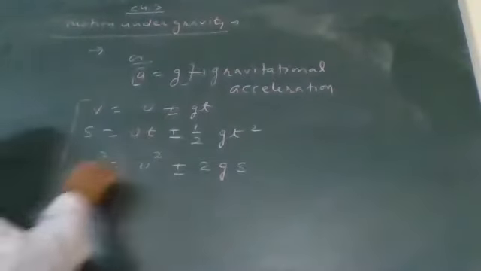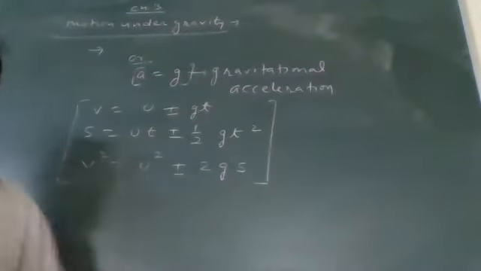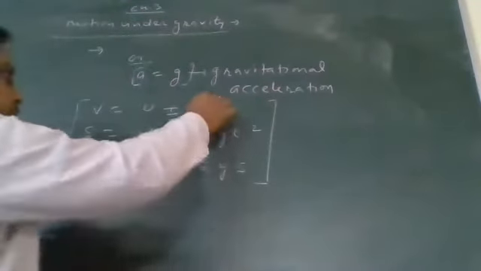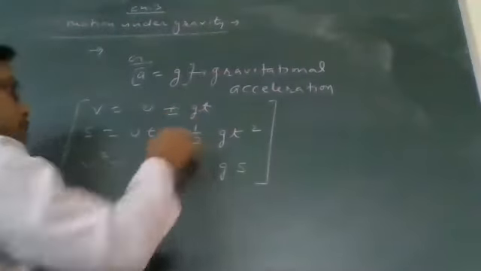So now these are the equations of motion under gravity. I use the sign plus minus everywhere, and a I have replaced by small g. A is equal to plus or minus g.